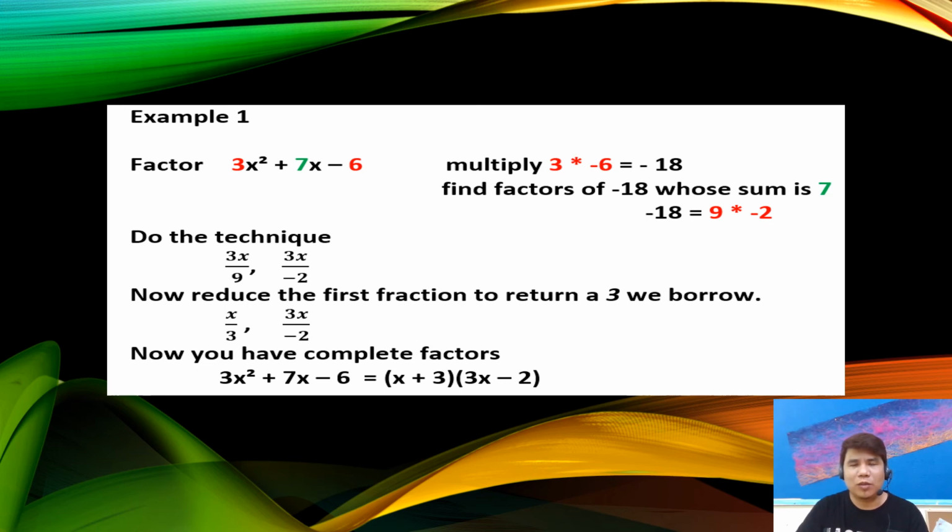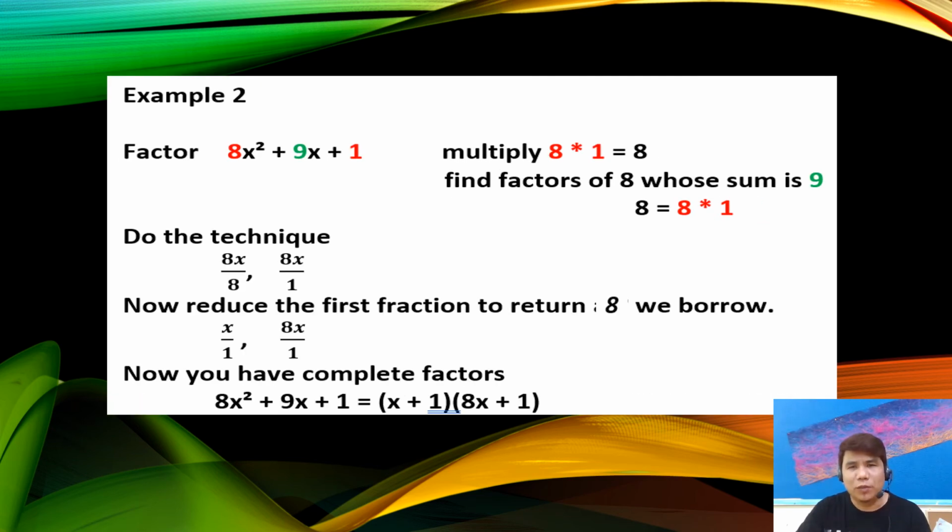If you check that, you can use the FOIL method to check whether our answer is correct. But it's obvious that it's 9x minus 2x, so it's 7x. That's correct. You may check that using your FOIL method. Now, to let you understand further, you can have example 2 as basis. In number 2, factor 8x squared plus 9x plus 1.